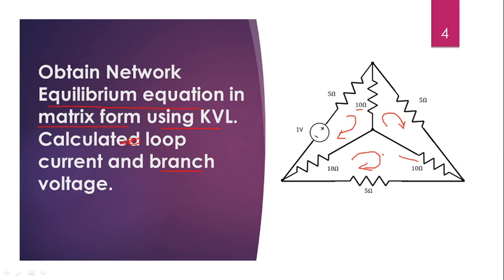The common element between loop 2 and loop 3 is the 10 ohm, and the direction of the current flowing through this 10 ohm is reverse, so that's why we have to write minus 10. And in the same way between 1 and 3.